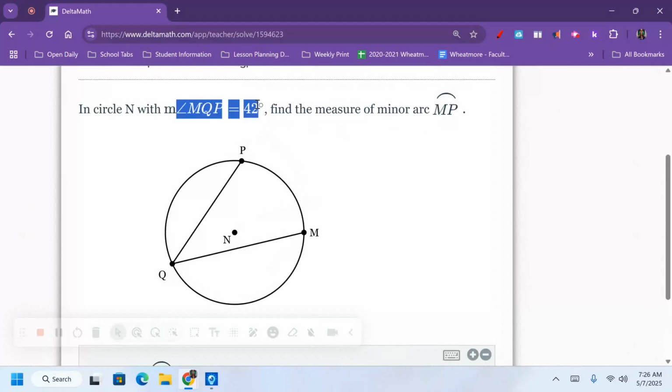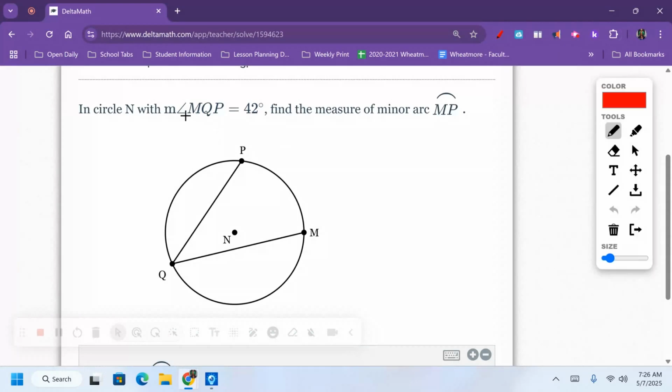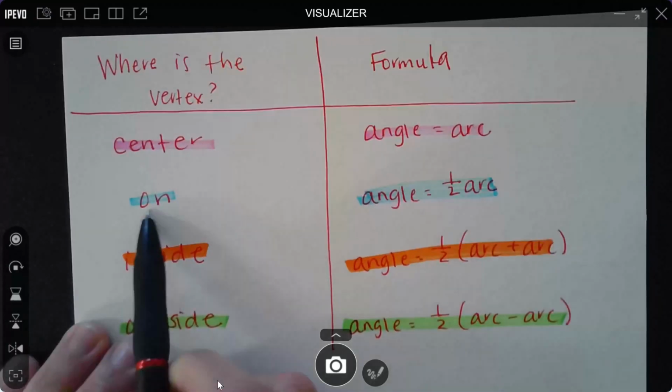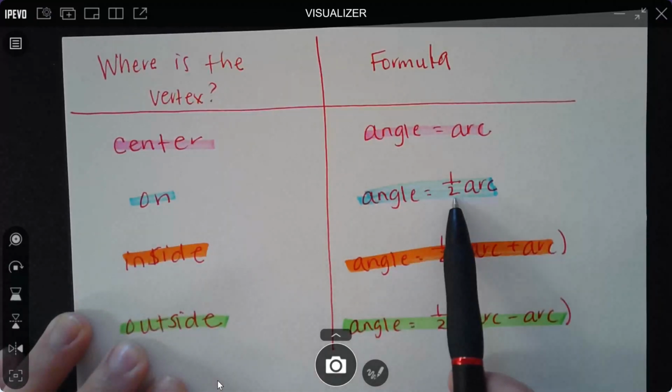Something that will help: notice the angle they're giving you. They're either going to give you an angle or you have to find the angle, okay? So trace it in this order. I'm looking for M, Q, P. When I go to that vertex, my vertex is Q. Notice it is on the circle. So if I look back at my formula, on means angle equals 1/2 arc.